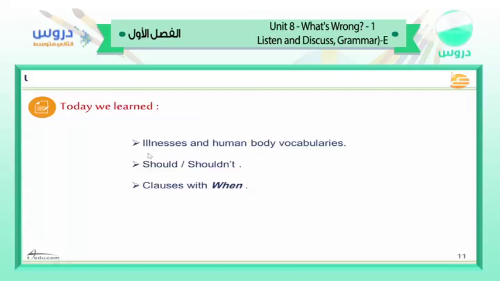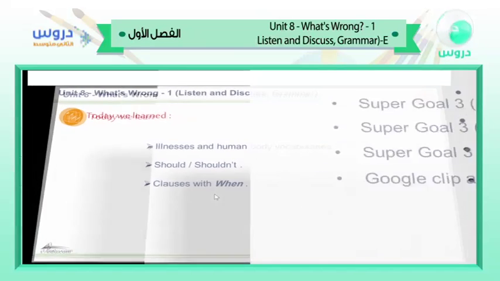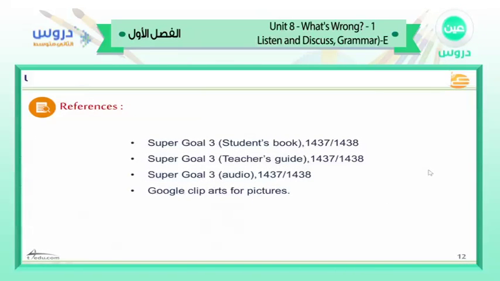So, today we learned number 1, illnesses and human body vocabulary. Number 2, the difference and the meanings of should and shouldn't. Number 3, clauses with when. Okay, so this is the end of our lesson.